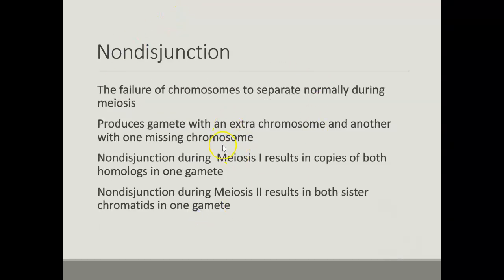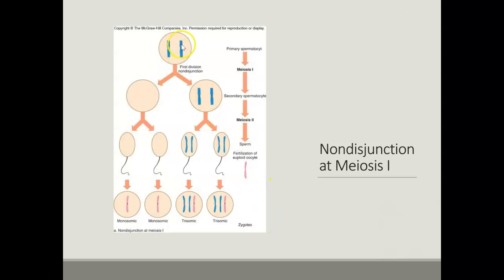So here's what happens. You have something called non-disjunction, and this is when the chromosomes are not separating during meiosis. It can happen during meiosis 1 or during meiosis 2. It just depends on when the non-disjunction occurs. So let's say you had a non-disjunction at meiosis 1.